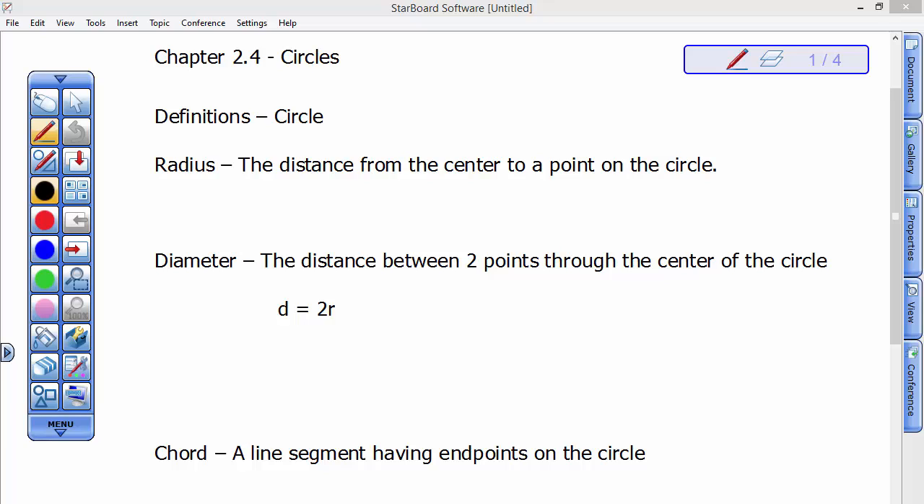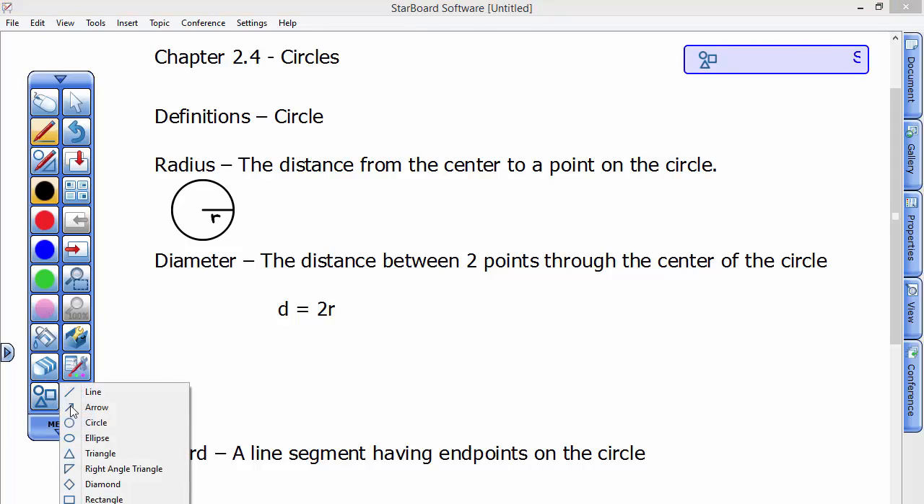Let's look at some definitions of circles, and then after that, let's apply one of the important definitions, called a tangent line, to a situation. So first of all, when we talk about the radii of a circle, we're talking about the distance from the center to a point on the circle. And so again, we call that the radius.